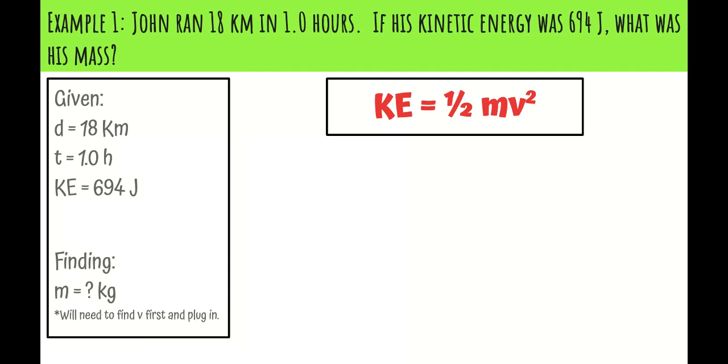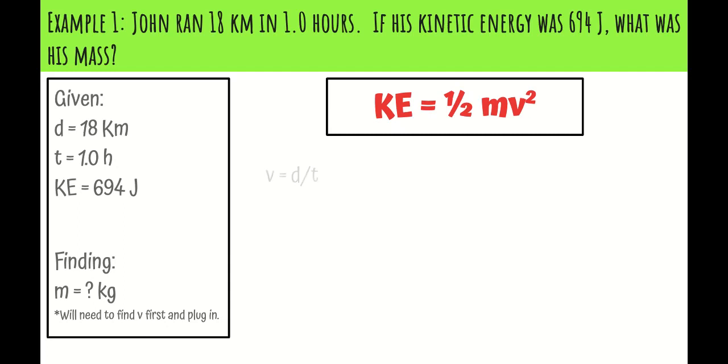John ran 18 kilometers in 1 hour. If his kinetic energy was 694 joules, what was his mass? So we are given quite a bit of information here, and we are trying to find his mass. In order to find mass, if we're looking at the formula, we have to have the kinetic energy and the velocity. We do not know his velocity, but we can calculate it.